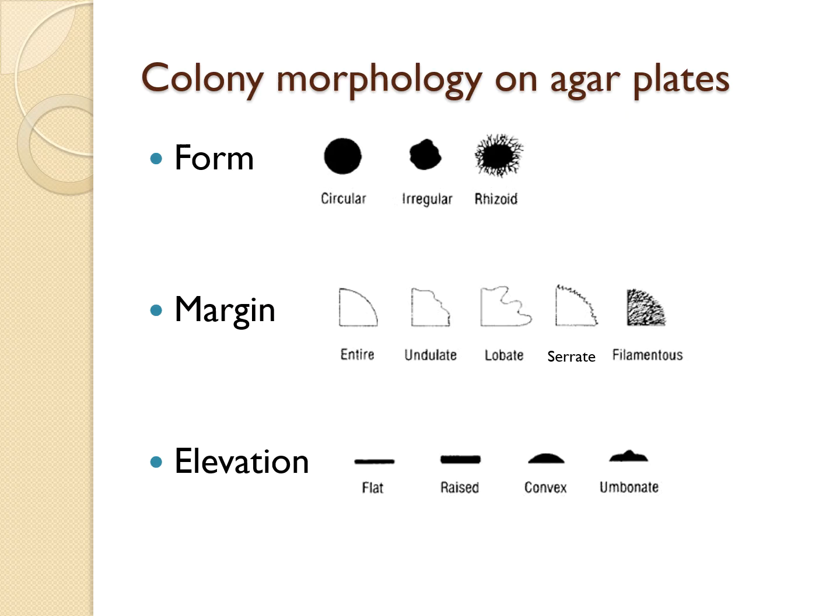The margin is the edge of the colony. What does it look like? The entire edge is nice and smooth, or undulate, meaning it's jagged, or lobed or lobate. Serrated, meaning it's like a knife, or filamentous, which means that it looks like lots of little filaments out on the edge. They don't look nice and smooth. And then elevation, you can have flat or raised or convex, which is domed, or umbonate, which is domed with a little bump in the middle.